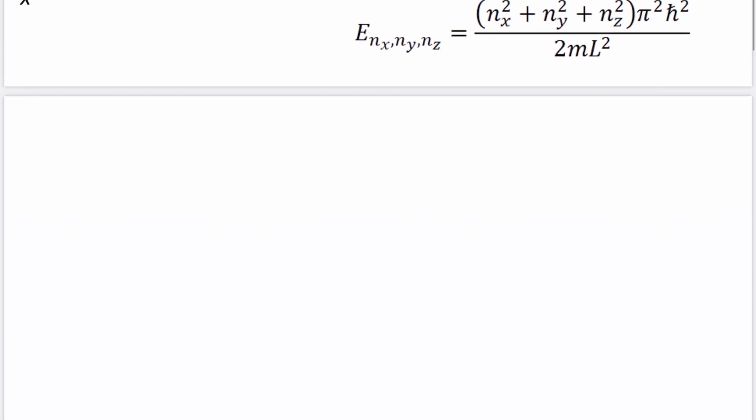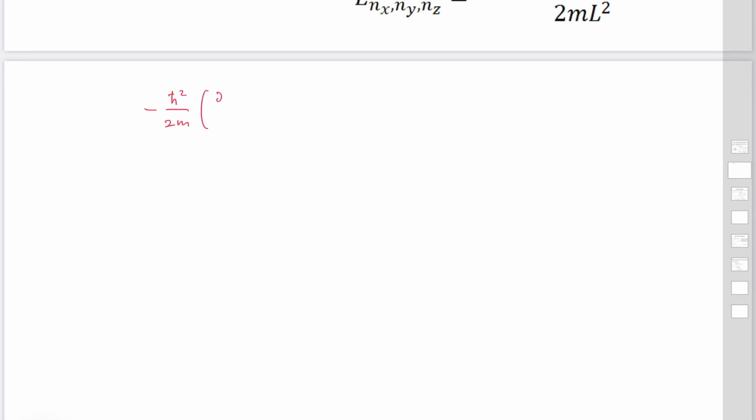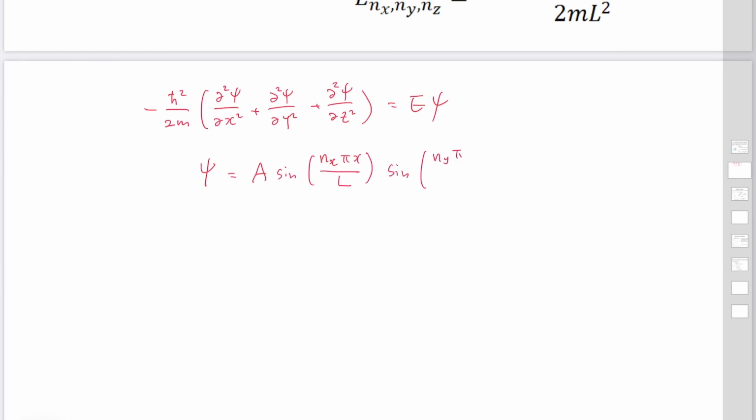If you remember the Schrödinger equation, in this case we should consider 3D, so second derivatives, plus the potential, equal to epsilon psi. To satisfy the boundary conditions, you can find psi equals A sine(n_x pi x over L) sine(n_y pi y over L) sine(n_z pi z over L). Here psi is the wave function, and n_x, n_y, n_z are integers. This psi can satisfy the boundary condition.